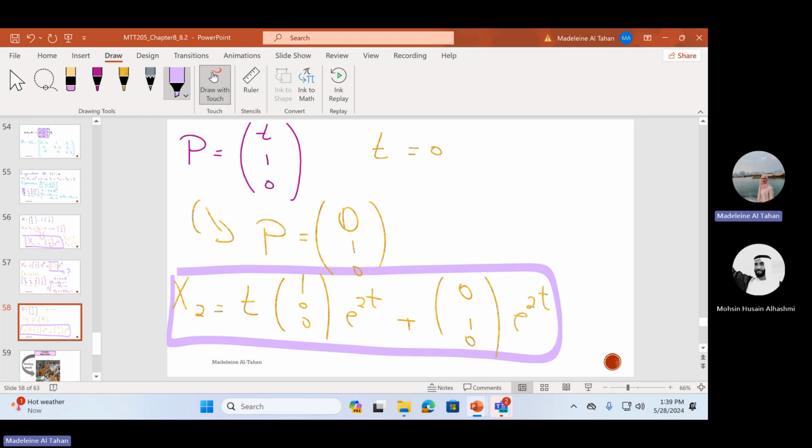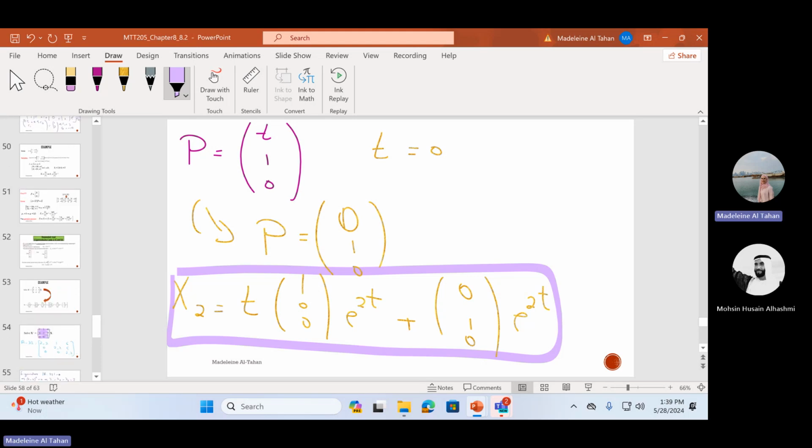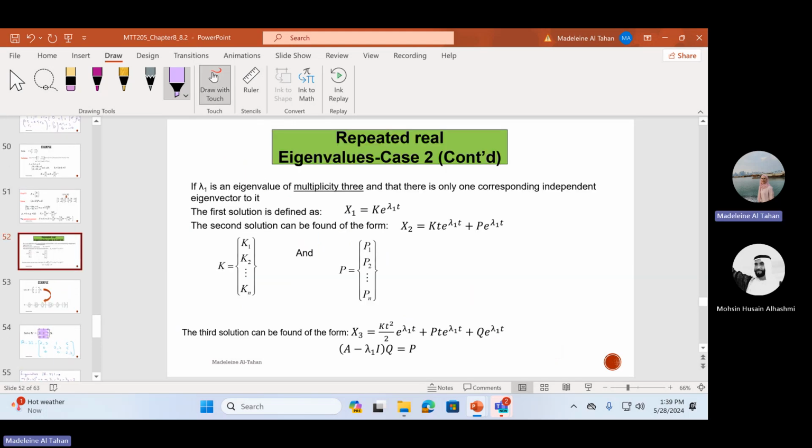Okay, define P. Okay, already we have P. What do we need to find? A third vector. The third vector we will call Q. How do we find the third solution? This one makes sense. K, we'll multiply it by t squared over 2, and put this one plus P t, all times e to the lambda 1 t, plus Q. The only thing that we need to find is what?